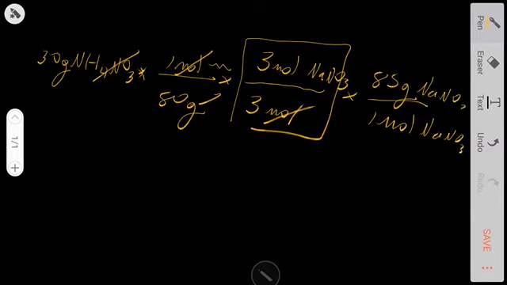NaNO3. Moles of NaNO3 cancel. You're going to multiply 30 times 1 times 3 times 85. That's going to give you a number that you can put here. And I'm going to divide that by 80 times 3, which should be 240.